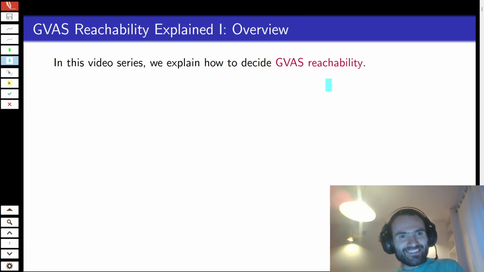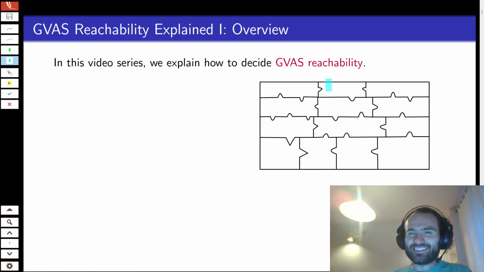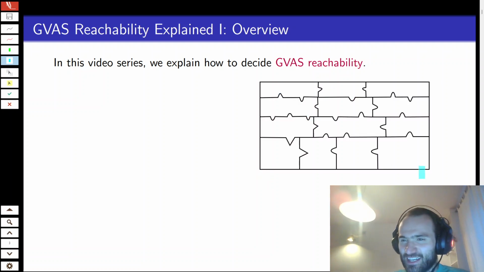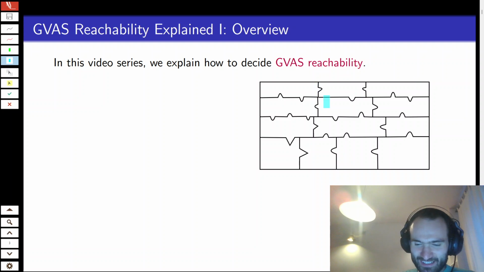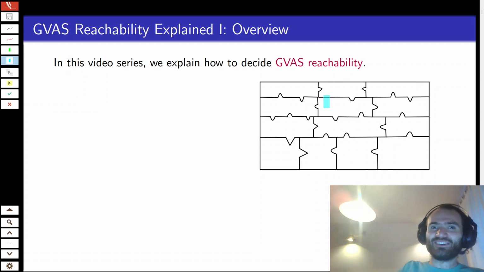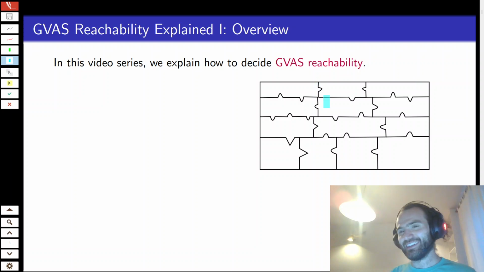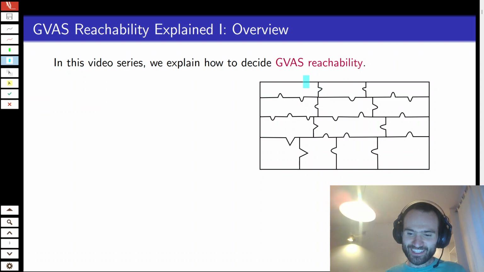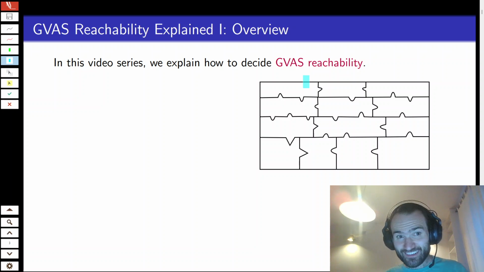Okay, so in this video series we explain how to decide GVAS reachability. Now, the algorithm is a complicated mosaic of many puzzle pieces, and first you have to define all the pieces and define how they properly fit together, and only then can you really dive into the details. So this is what we're going to do today. We're going to slowly define everything, and then I can actually explain the structure of the algorithm already in this part 1.